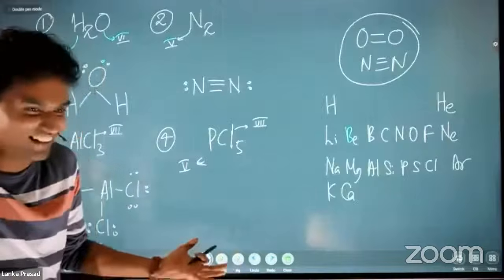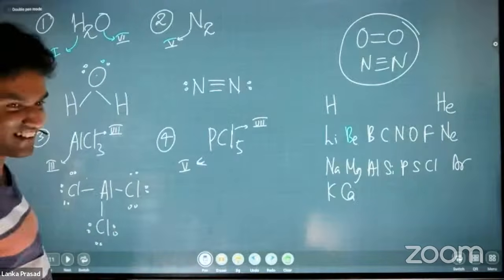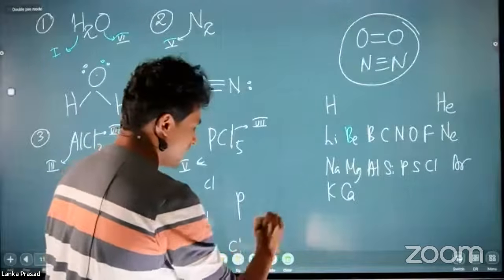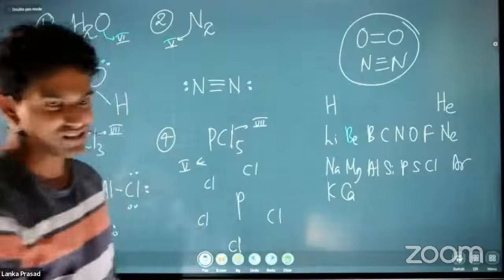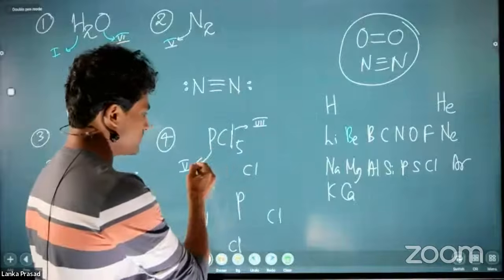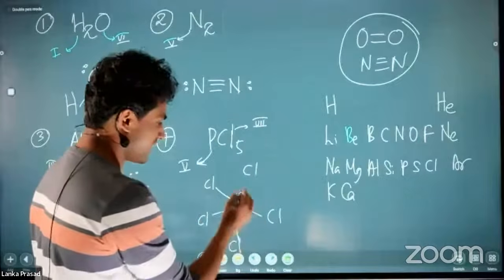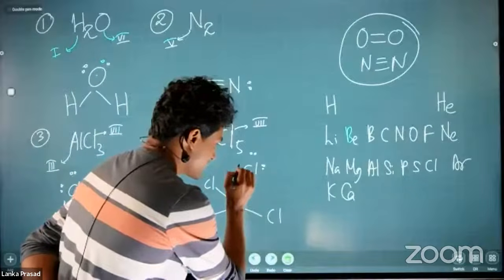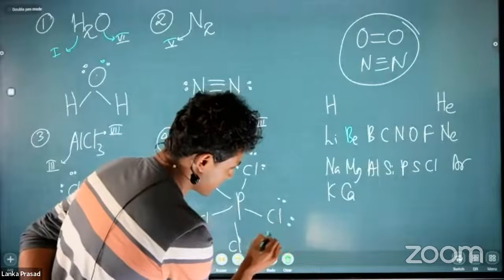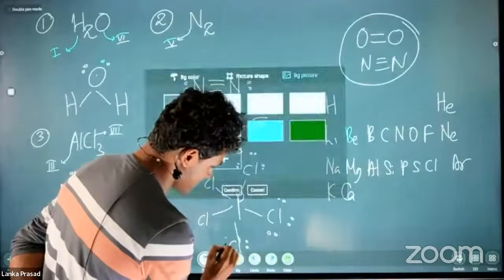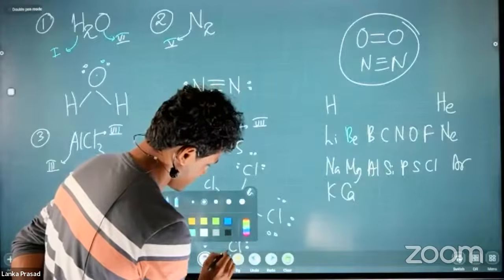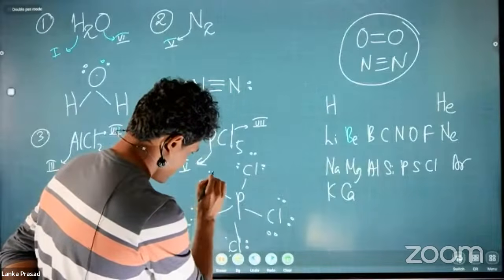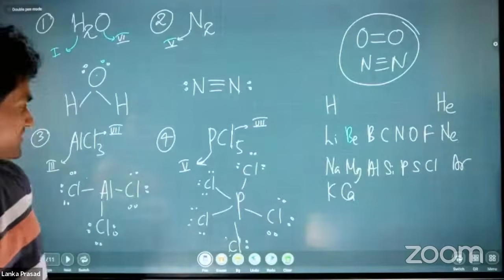That one is long, but this is easy. PCl5: phosphorus, 1, 2, 3, 4, 5. Then phosphorus has 5. Chlorine is 1. Yes, chlorine belongs to group 7, so I have to put another 6. Yes, another 6. Another 6. That's up.